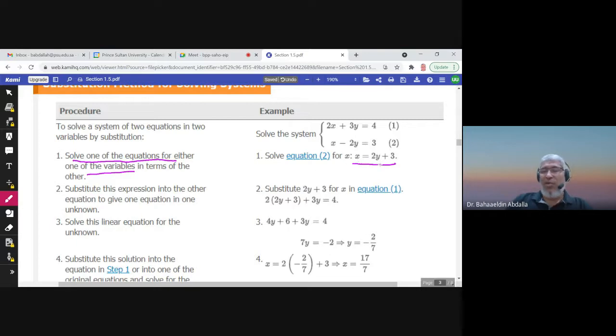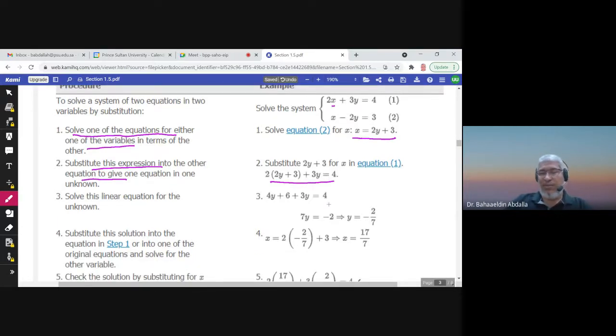And now we can take this expression for x and substitute into the other equation. So we can go to the first equation now and replace x in the first equation by 2y plus 3. Then we will have an equation in one variable. We can solve this equation and get the value of y.